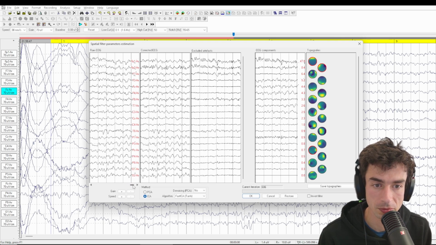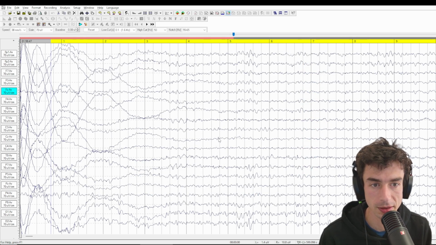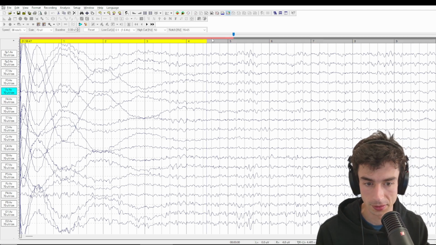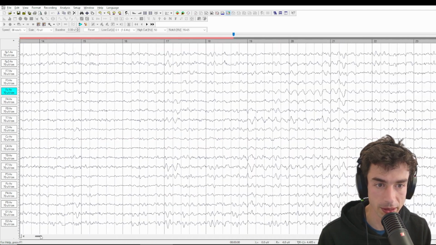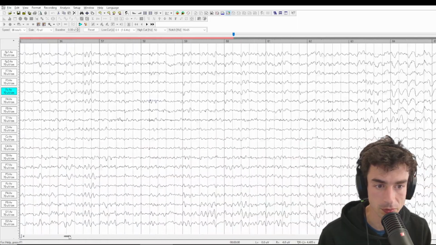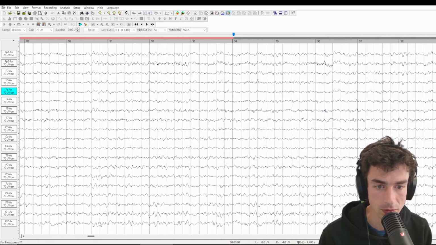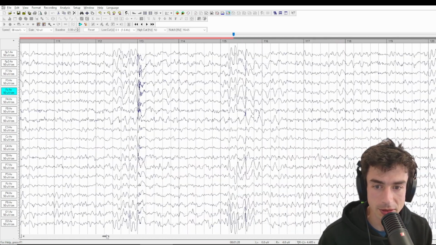So I think we're basically done with the ICA. And now I'm just going to manually snip out the sections where there's artifact remaining. So hope this doesn't make you too dizzy.